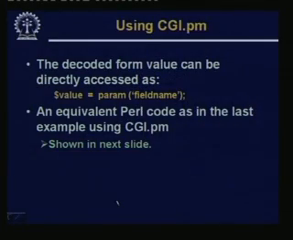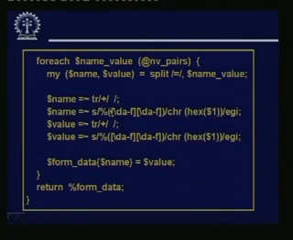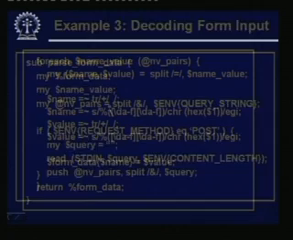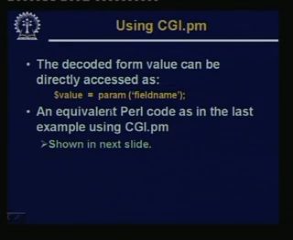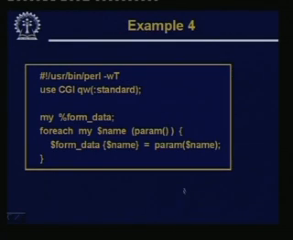CGI.pm, as I said, has some special facilities available to you. There is a function param, which if you call with the field name as an argument, you get the value directly. You do not have to do this routine splitting and all these things. These are already taken care of in the function param. So an equivalent Perl code of whatever was done here, this big function, using CGI.pm is here, just this much.